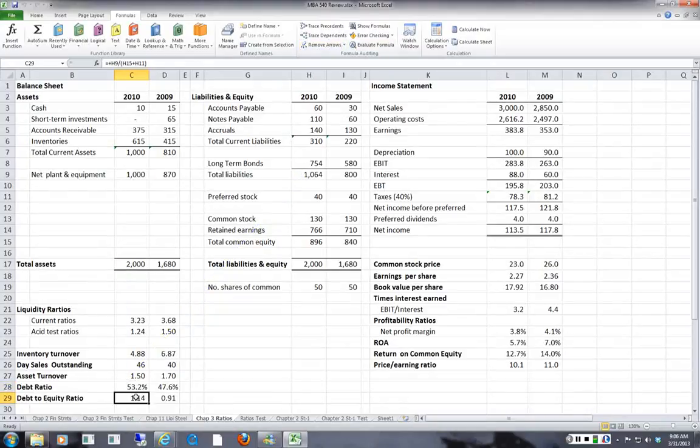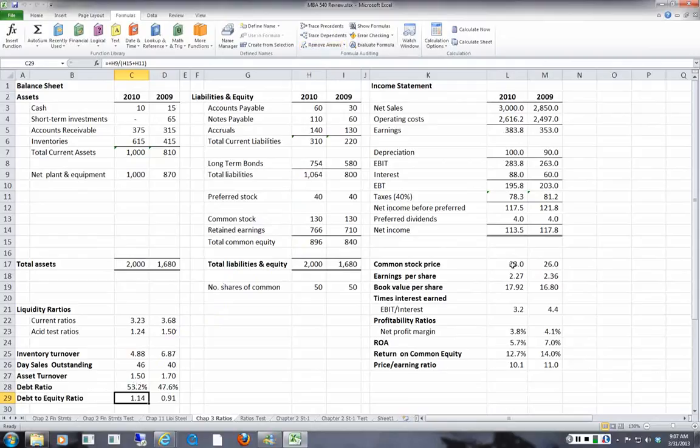The next one is the debt to equity ratio. The debt to equity ratio takes those total liabilities of 1,064 and divides it by the equity, which is in this case preferred stock as well as the total common equity.